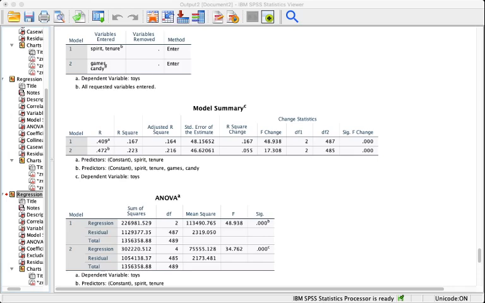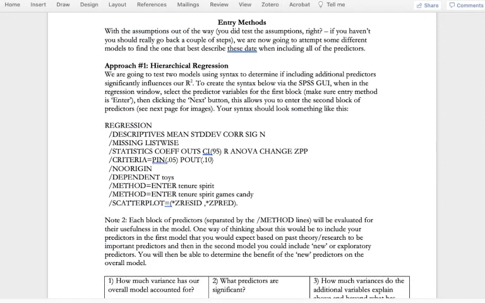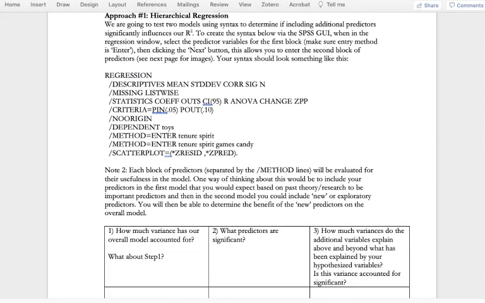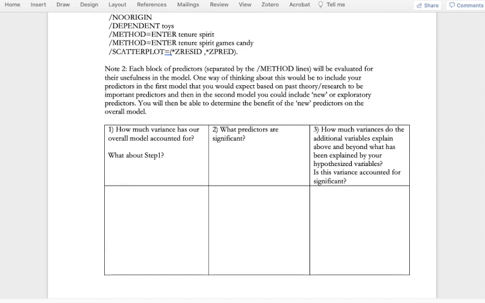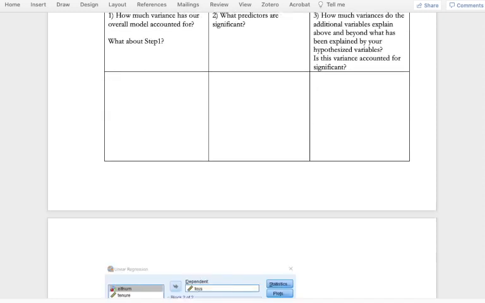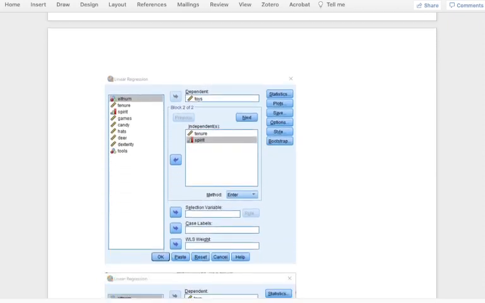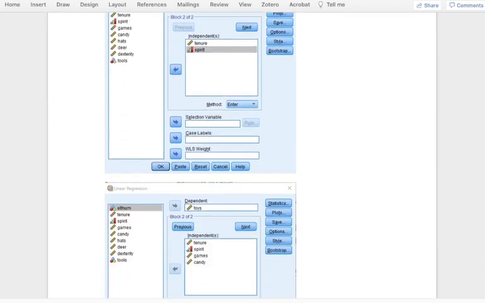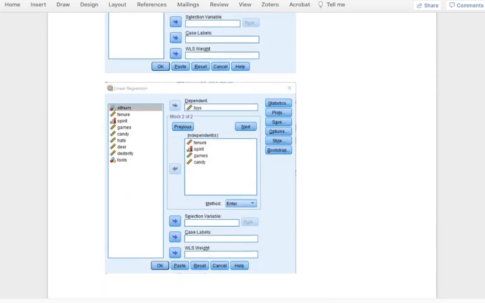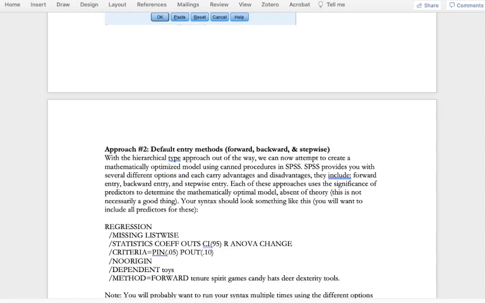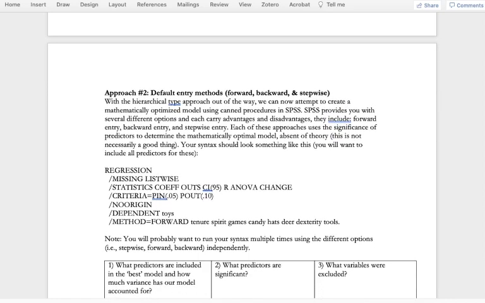Okay. So you can fill out this table based on what we just talked about. And this is how to put it into SPSS. Oh no, stepwise is something different. I always get confused. Okay.